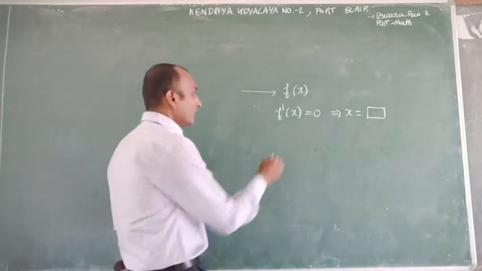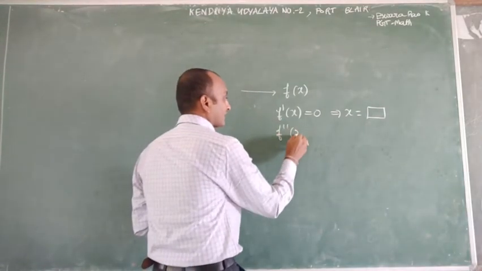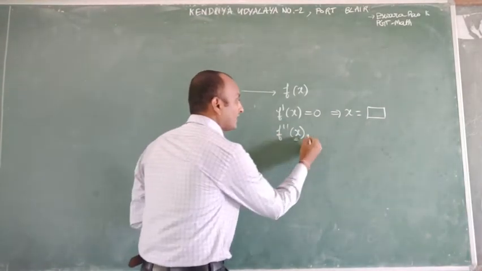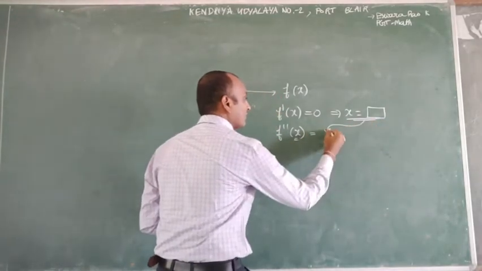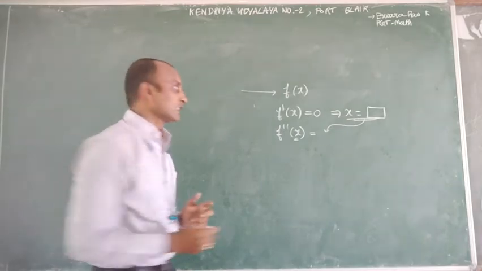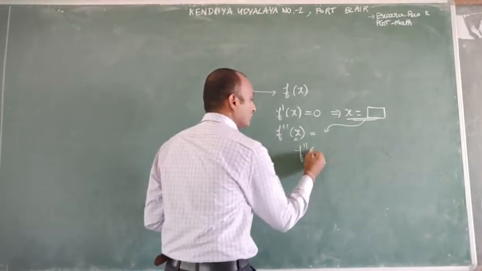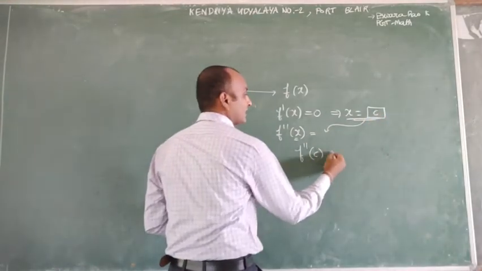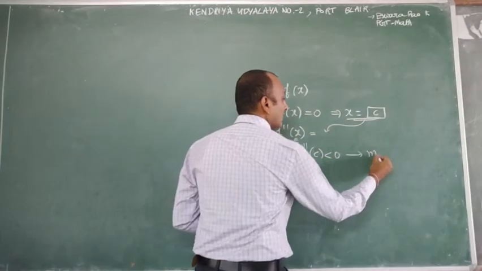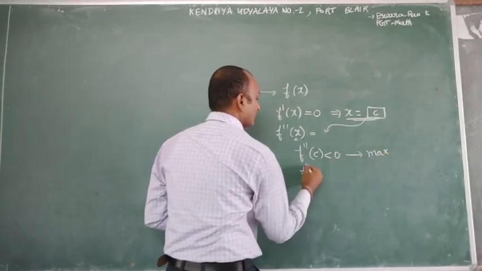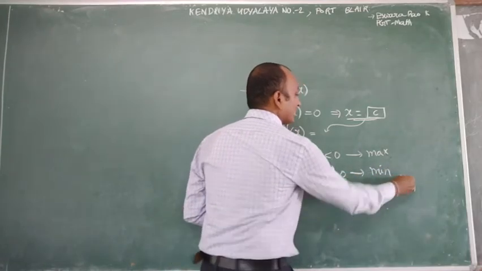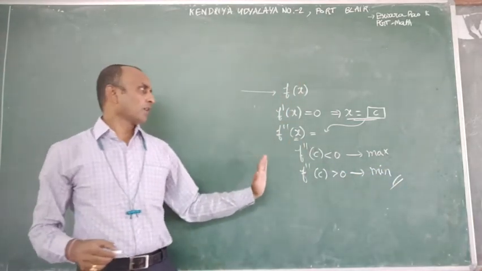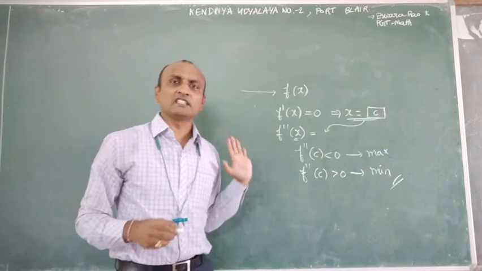And after that, we find f double dash of x. And after finding f double dash of x, whatever x values we got, we substitute in this f double dash of x. So if f double dash of c, whatever the value c is, is less than 0, we say it is maximum. F double dash of c greater than 0, we say it is minimum. These are the main points in maxima minima.